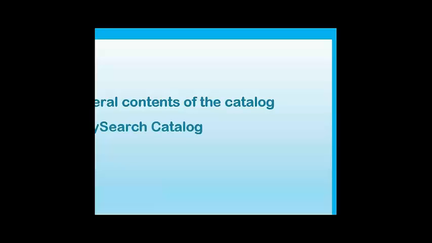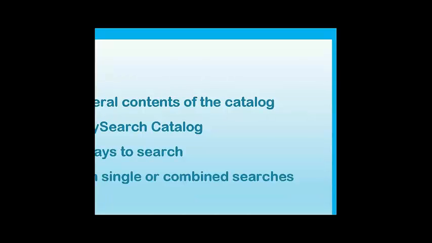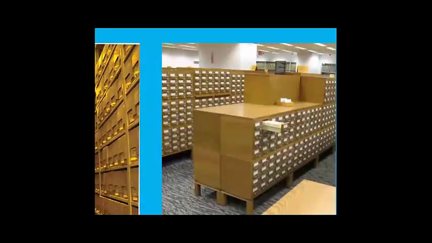So our objectives for today, we have a few. We're going to describe what the general contents are of the catalog. We're going to access it, see how we can get into the FamilySearch catalog. And we are going to name 8 different ways to search. We're also going to talk about single and combined searches, and then how to add items to the print list and then print the sources that we're looking for. So those are our objectives.